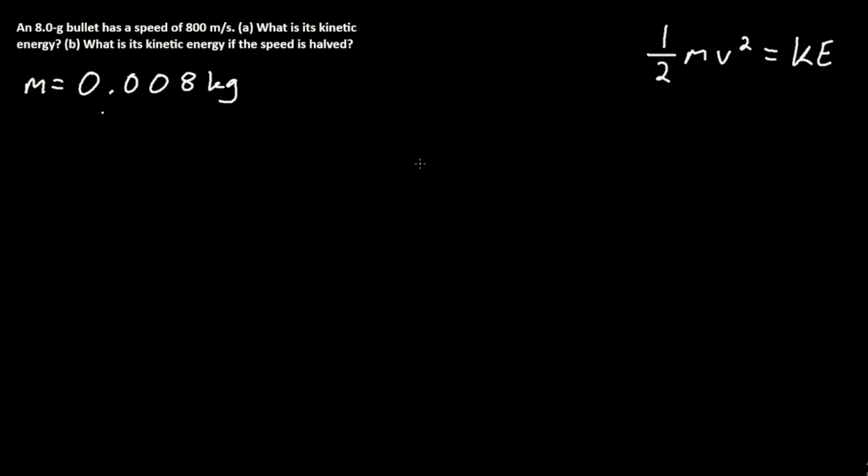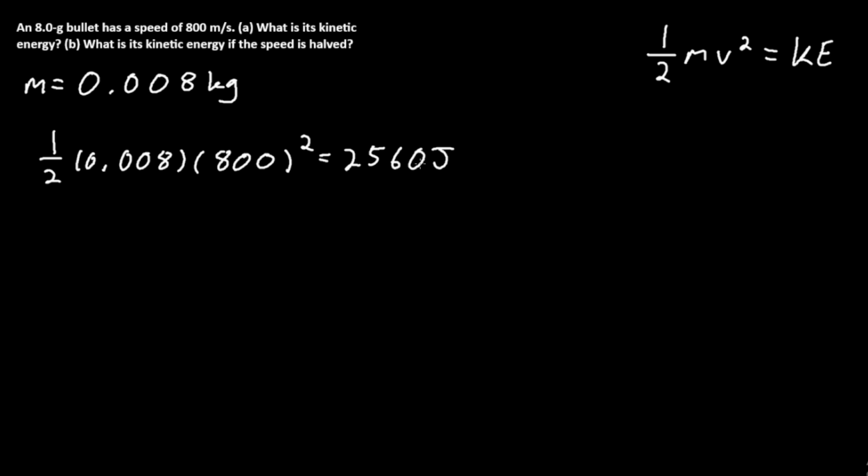Okay, now that we have the mass, multiply the mass by 1/2, and your velocity is 800 meters per second, or speed, squared. Put this into a calculator. You get 0.008 times 800 squared times 1/2, and you get a kinetic energy of 2,560 joules. Okay, part A, done. That was easy. It's just one step.